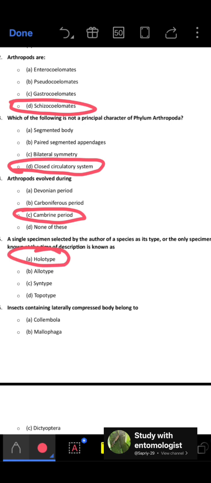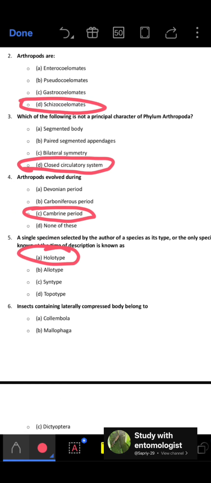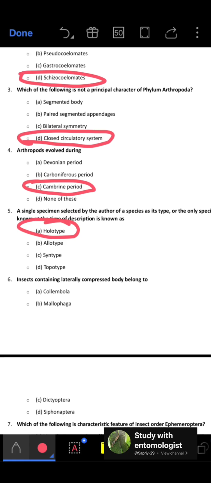Next is, insects containing a laterally compressed body belong to? So they belong to Siphonoptera. Option D will be the correct one.